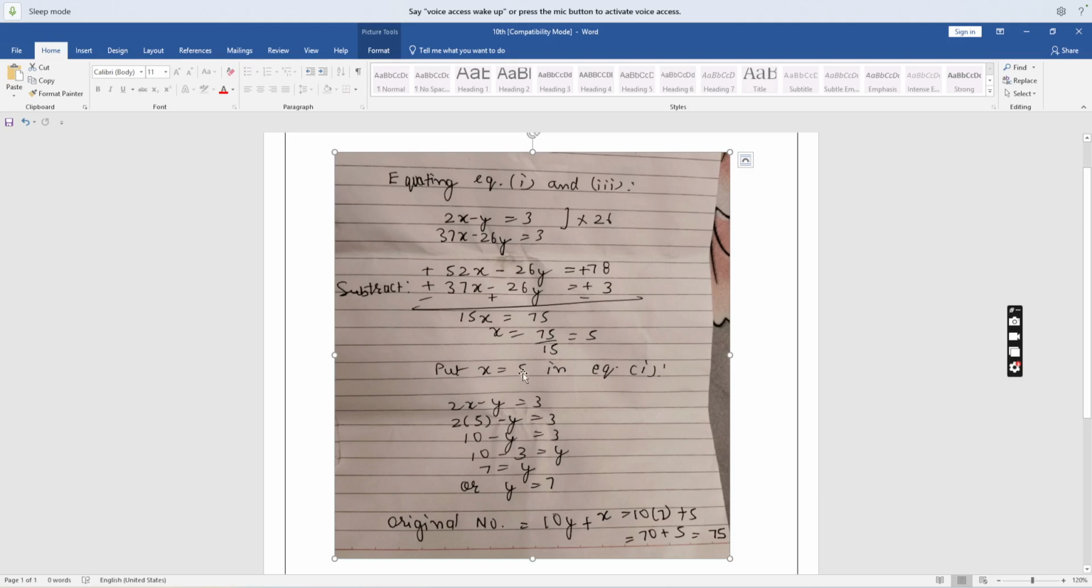So now we are going to put 5 as x in equation 1. What is the first equation? 2x minus y is equal to 3. So 2 into 5 minus y is equal to 3. So 10 minus y is equal to 3. So 10 is equal to 3 plus y, because y is being shifted there, and 3 is going to be shifted from RHS to LHS. So 10 minus 3 is 7. 7 is equal to y, or we can say y is equal to 7. So now what is our original number? Our original number was 10y plus x, that is equal to 10 into 7 plus 5, because y is 7 and x is 5. So 70 plus 5, that is our required number, 75.